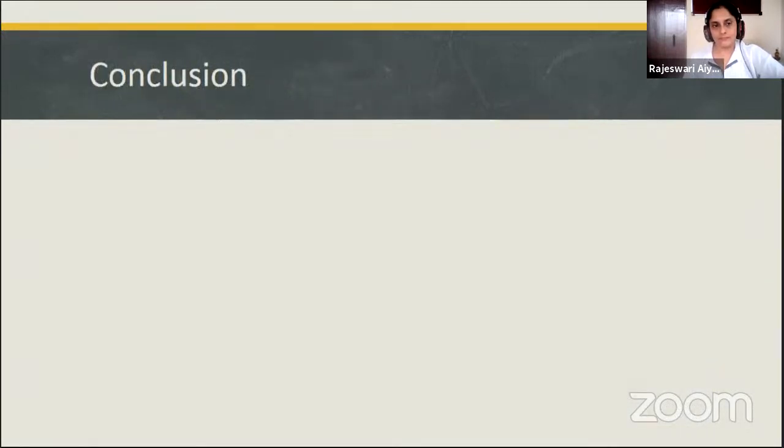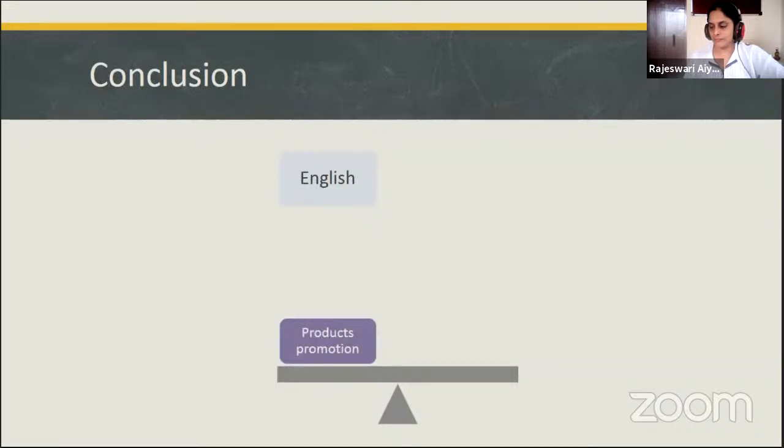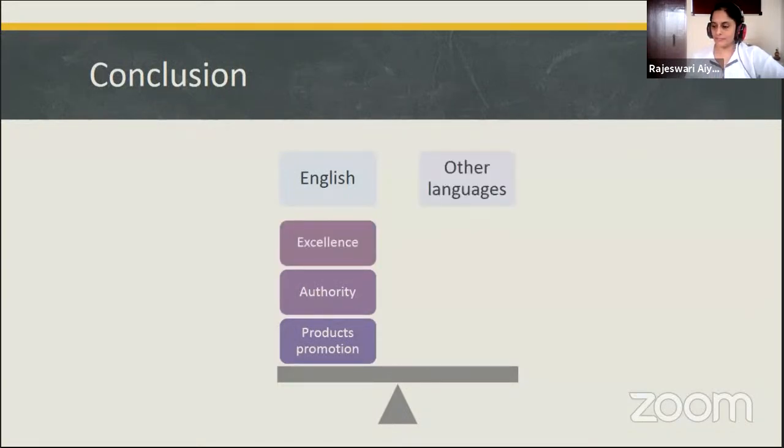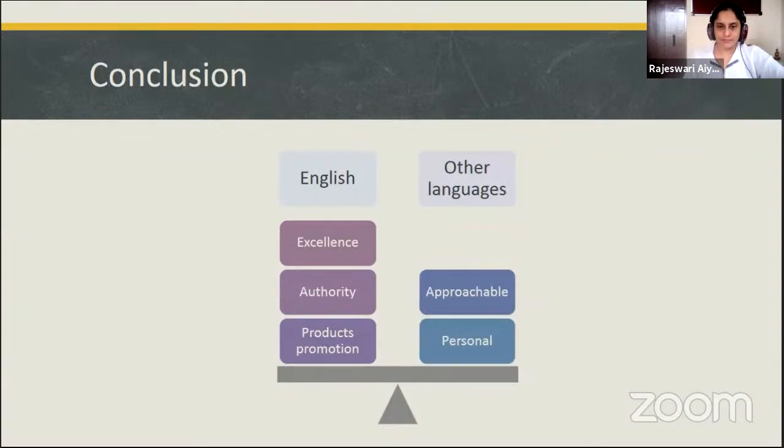In conclusion, the company's attempt to use multiple languages to attract a wider customer base has been achieved by creating a balance between English and other languages. English is used for product promotion and to assert authority on the online platform. It's also used to show excellence in the field, whereas other languages are used to create a personal contact with the customers, thus making the company approachable. By using local languages to represent cultural connectivity, the brand stays memorable to the public.